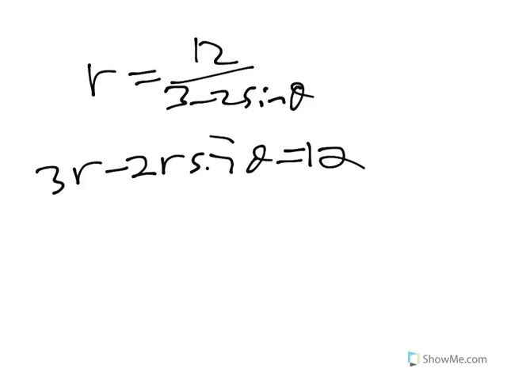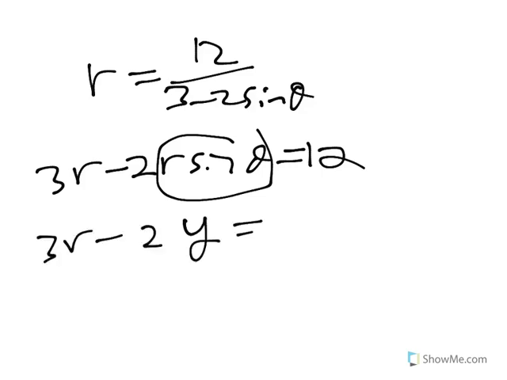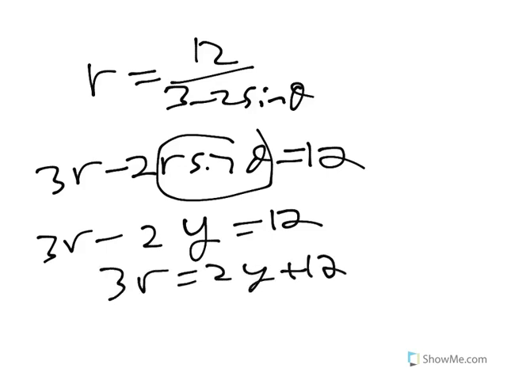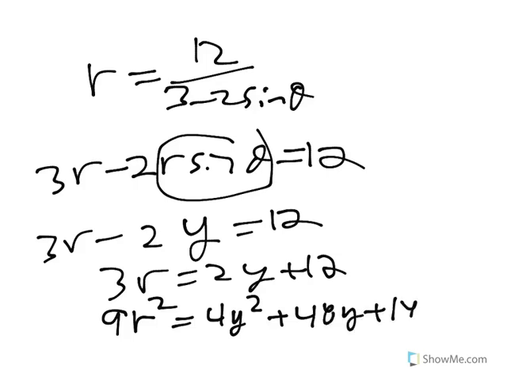Then r sine theta, that's one of the four relationships. R sine theta could be replaced with y. Or 3r equals 2y plus 12. Now, I have r and y, which is weird to be in the same equation. If I square both sides, I would get 9r squared equals 4y squared plus 48y plus 144.